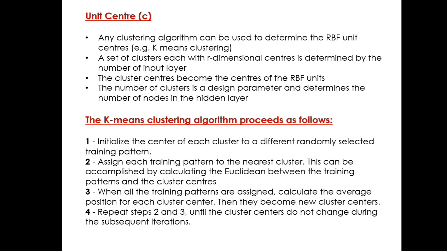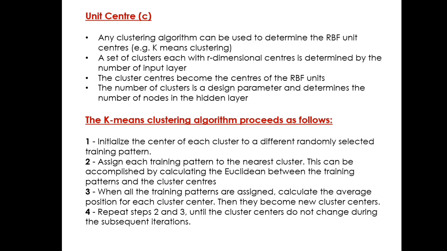The explanation of unit centers goes like this: any clustering algorithm can be used to determine the RBF unit centers, for example, k-means clustering. A set of clusters, each with r-dimensional centers, is determined by the number of input variables, or nodes of the input layer. The cluster centers become the centers of the RBF units. The number of clusters is a design parameter and determines the number of nodes in the hidden layer.